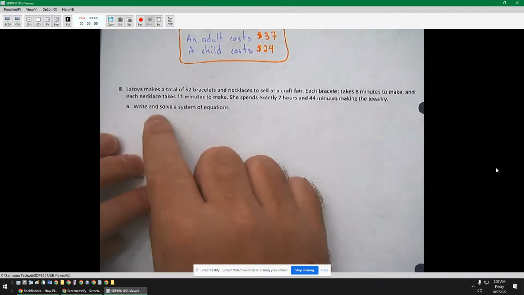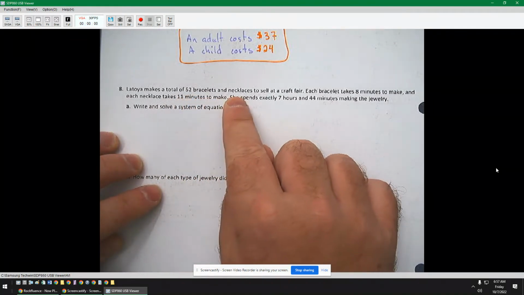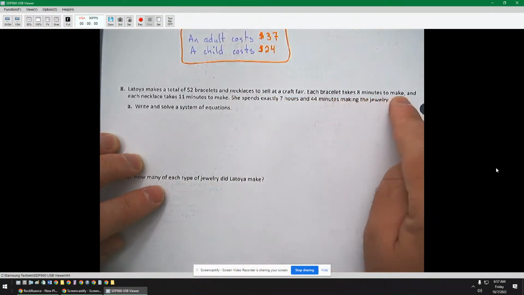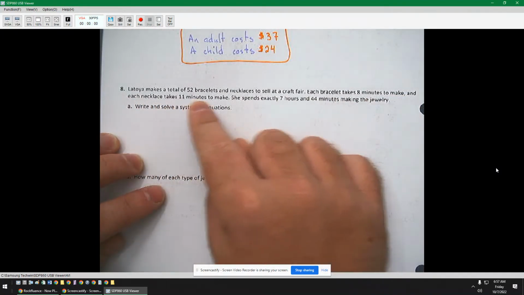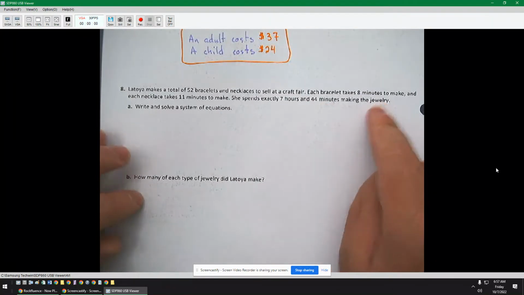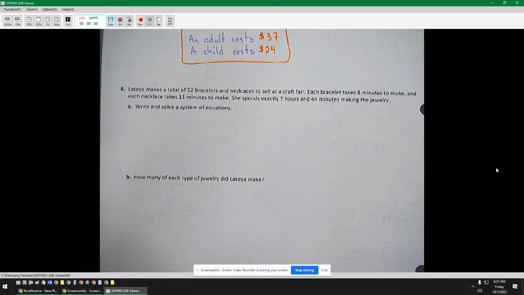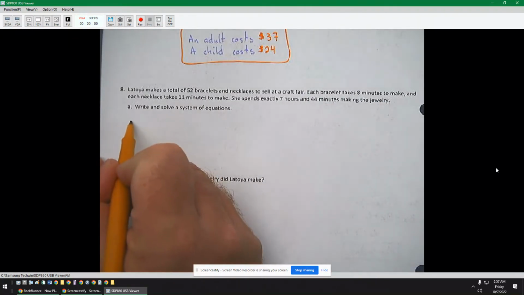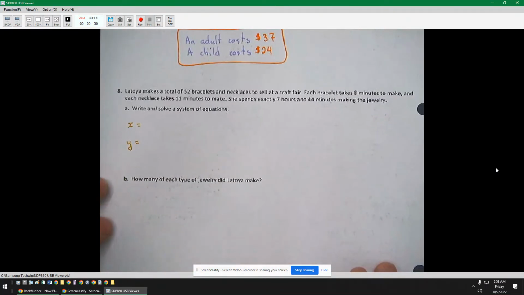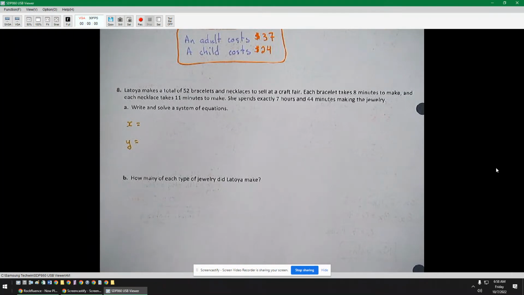So we've got Latoya makes a total of 52 bracelets and necklaces to sell for the craft fair. Each bracelet takes 8 minutes to make, and each necklace takes 11 minutes to make. She spends exactly 7 hours and 44 minutes making the jewelry. We want to start off by defining our variables. What does x stand for? What does y stand for? I'm going to encourage you to pause here and try to fill that in on your own.